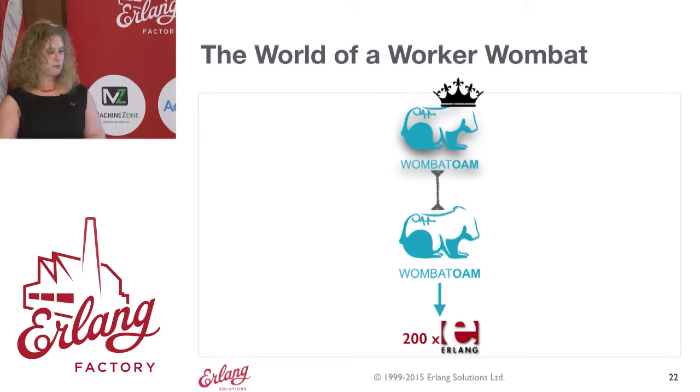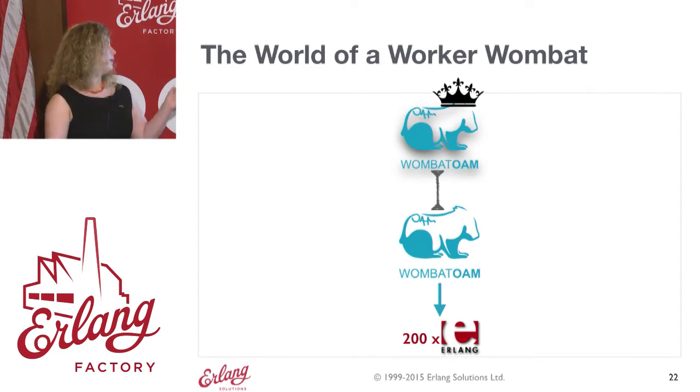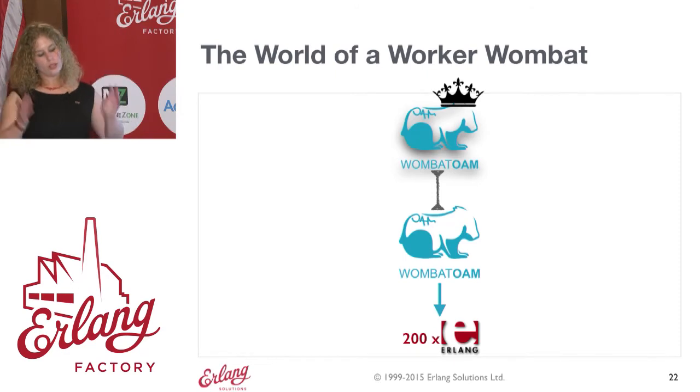Okay, but as you can also observe, meta-Wombat is not directly linked to managed nodes. Yeah, this is great. Meta-Wombat cannot be overloaded. But what happens to the managed nodes of a dying worker Wombat? They shouldn't be left alone without supervision. So, meta-Wombat knows the necessary information about all managed nodes.